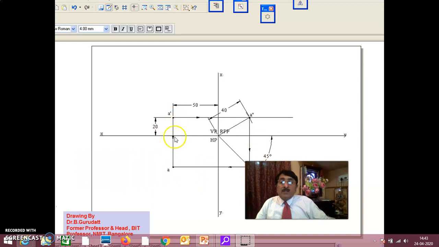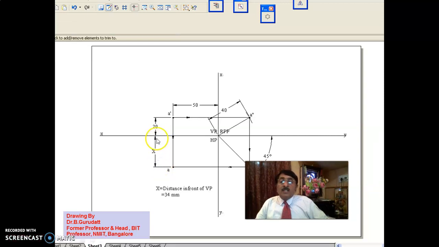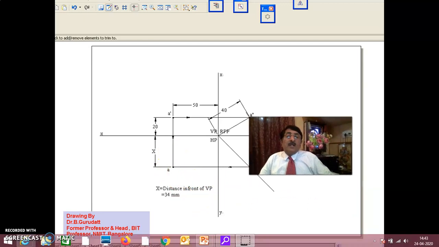Take a projector from here also, and this is the distance in front of VP. In fact, that is the distance to be found out. You find out that distance to be X. X is the distance in front of VP. That will be 34 mm. If you actually measure and you know the 45-degree line and all that, we are done.